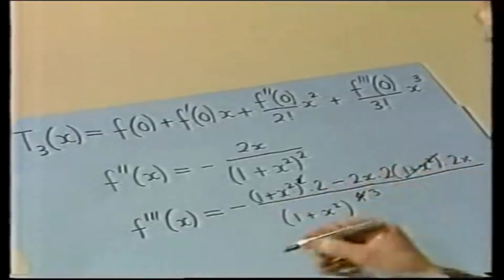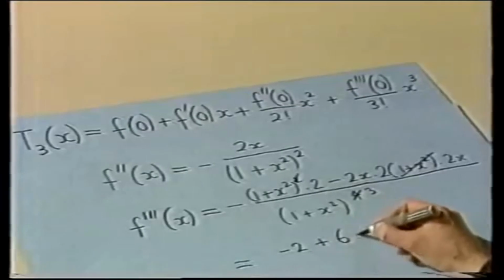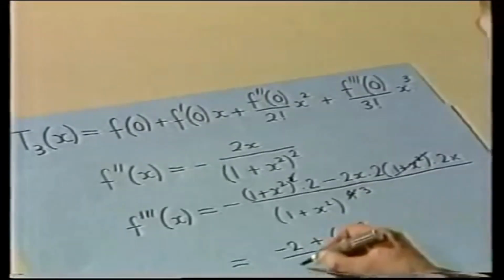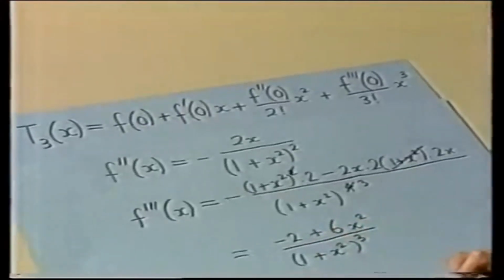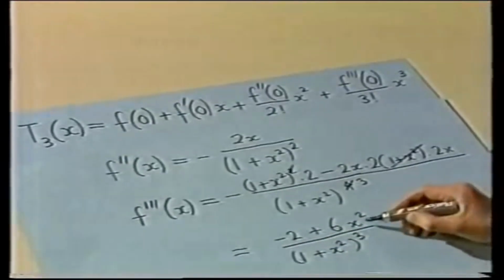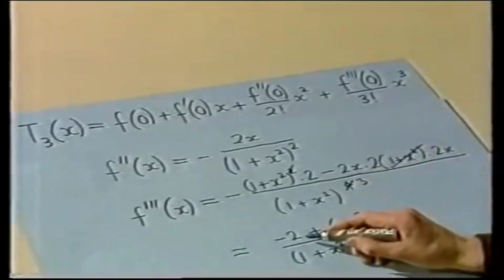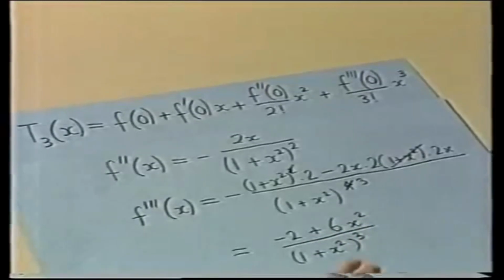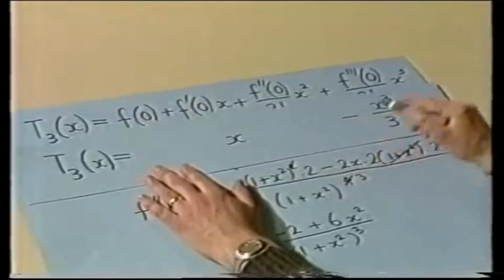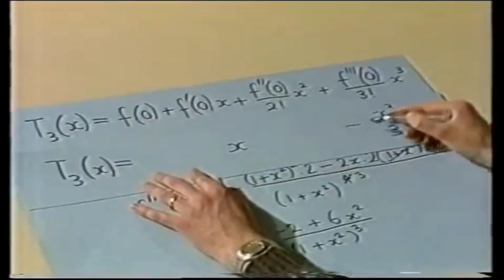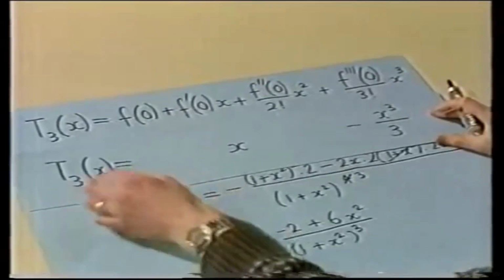And now if we simplify everything, what we get is this. Minus (2 plus 6x squared) all over (1 plus x squared) all cubed. And now, if we substitute x equals 0, we get f treble dashed of 0 is equal to minus 2. And that means that t3 of x is equal to x minus x cubed over 3. We get minus 1 over 3 here because it's minus 2 over 3 factorial.